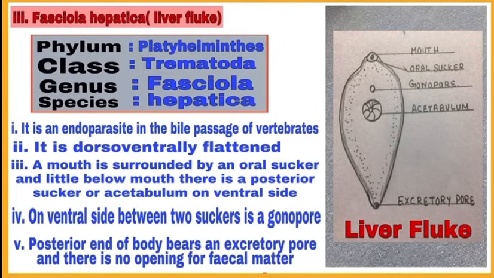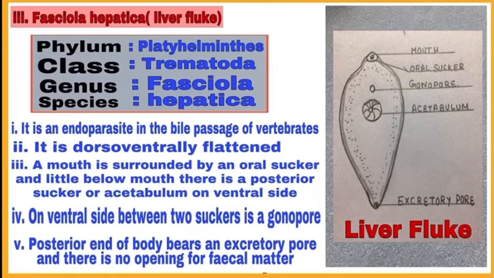Next organism is Fasciola hepatica, liver fluke. It belongs to phylum Platyhelminthes and class Trematoda. See its features. It is an endoparasite in the bile passage of vertebrates.